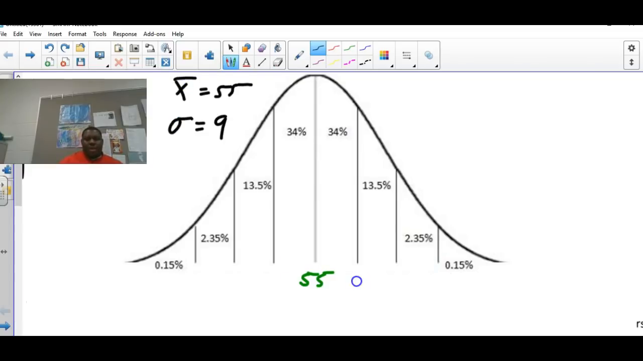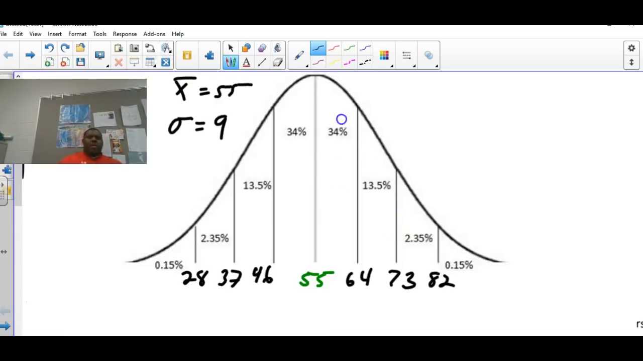So I'm going to go 55 plus 9. And 55 plus 9 is going to give me what, guys? 64. Then I'm going to add again, and that's 73. And then I'm going to add one more time and get 82. Now on the other side, I'm going to go 55 minus 9. That gives me 46. Then subtract 9 again, you're going to get 37, and then you get 28. So every one of these lines represents a standard deviation. 1 standard deviation, 2 standard deviations, 3 standard deviations, on both sides.